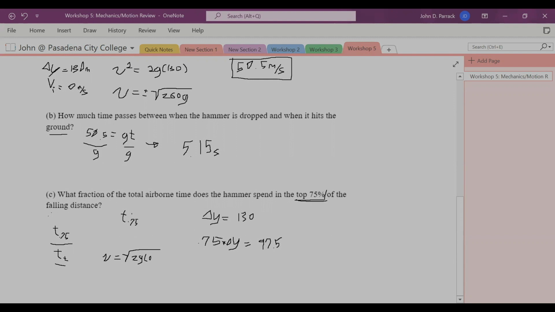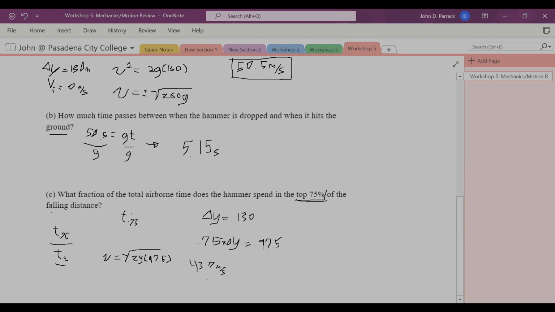Now this time, not times 130 meters, but times the traveling distance of 97.5 meters. Let's punch that into the calculator. We take the square root. We do 2 times 9.8 multiplied by 97.5. I punch that out and I get 43.7 meters per second. A lower velocity, like we expected, 43.7 meters per second and change.